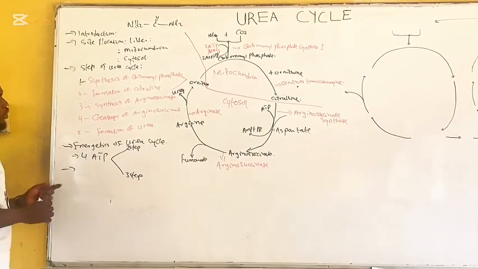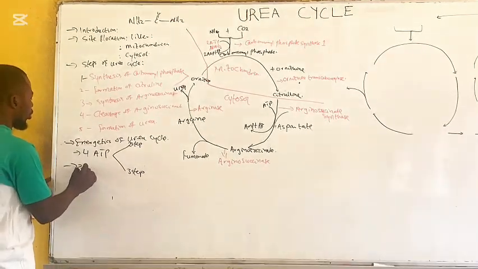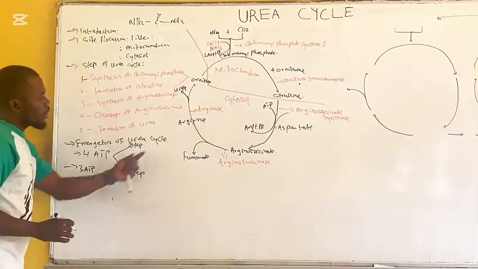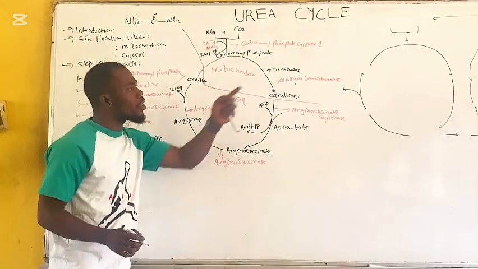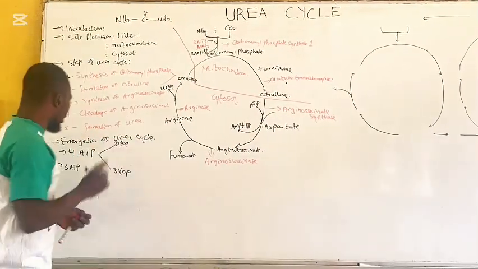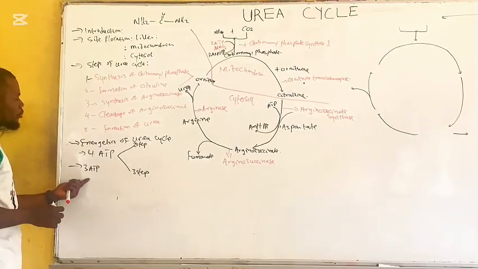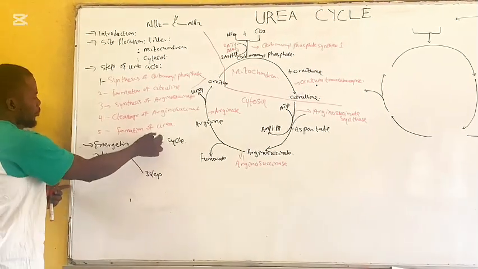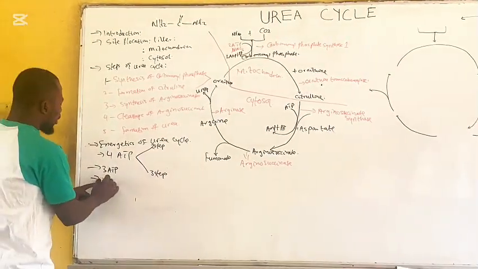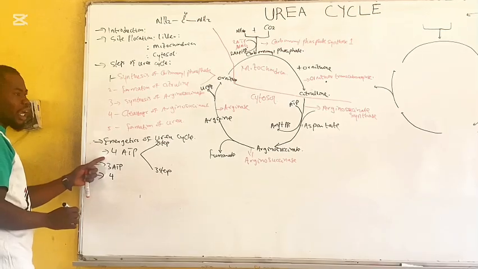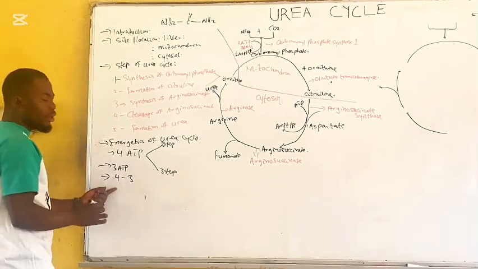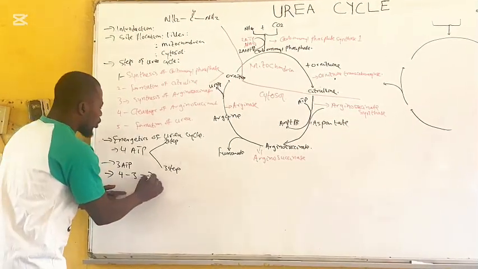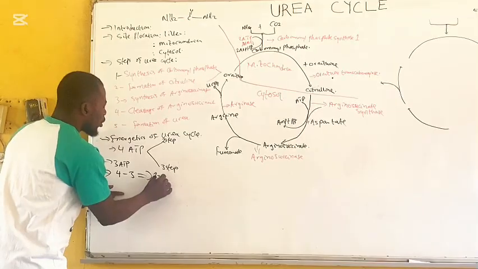And again, the urea cycle yields 3 molecules of ATP, because the fumarate, which will enter the Krebs cycle, will yield 3 molecules of ATP. So the net energy of the urea cycle will be the 4 that it utilized minus the 3 that it produced, which will give us a net of 1 ATP.